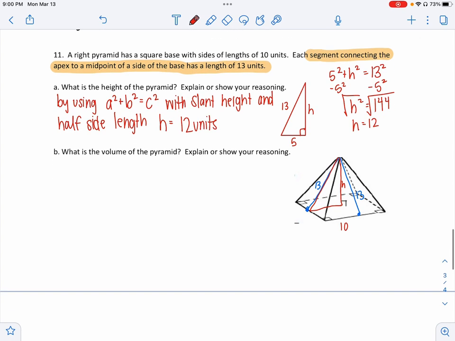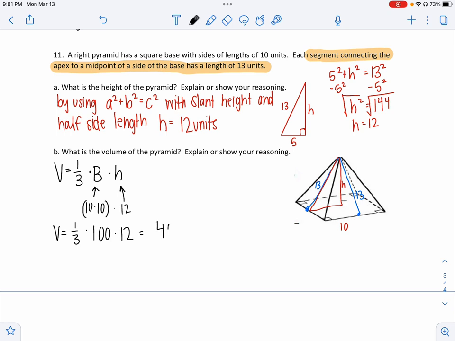Now to find the volume, this comes to an apex. So the volume is going to be 1/3 times the base area times the height. We know the base area, that's going to be 10 times 10. And the height's going to be 12. So volume is going to be 1/3 times 100 times 12, which equals 400 units cubed.